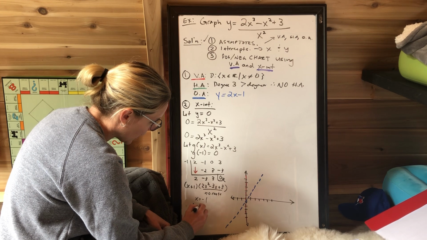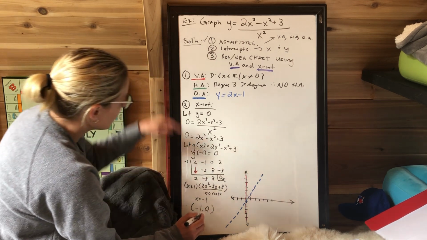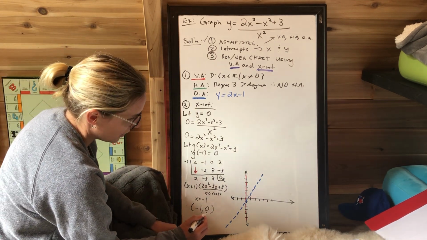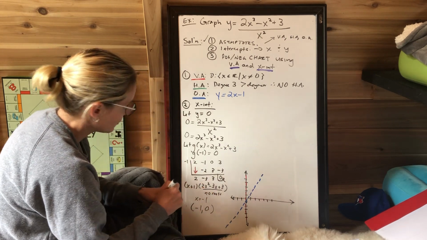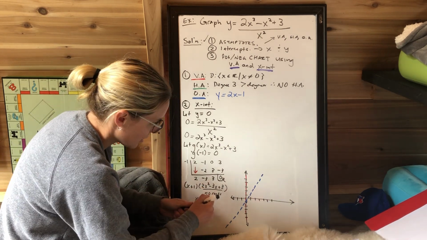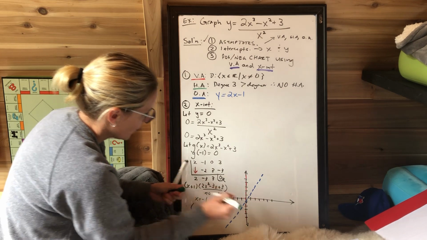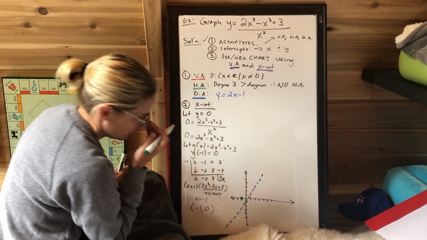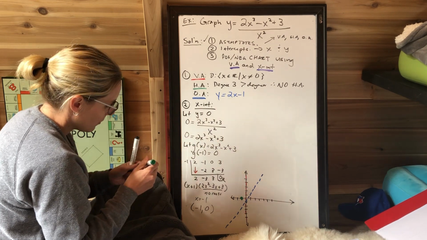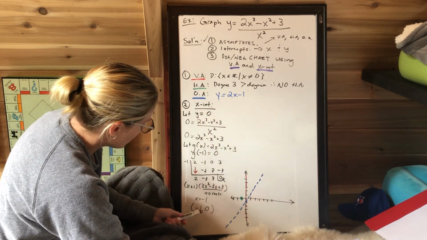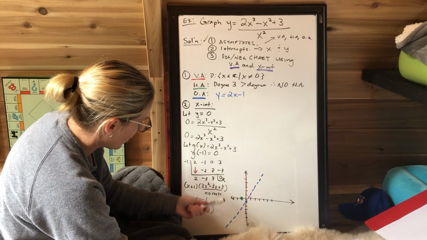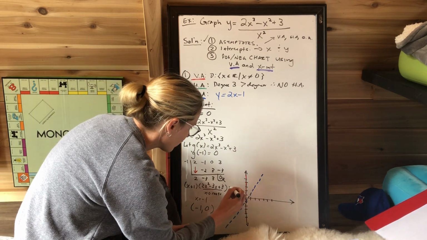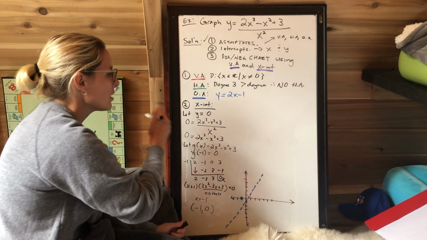So the only x-intercept we have is negative 1, 0. I'm going to do it in green. Negative 1, 0. This is our x-intercept right here. We do not have another one because there were no roots coming off of that. All right, so that takes care of the x-intercept.